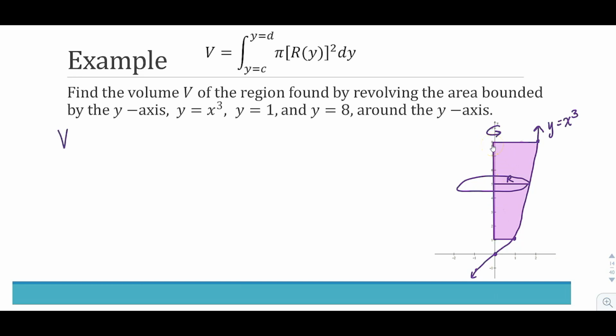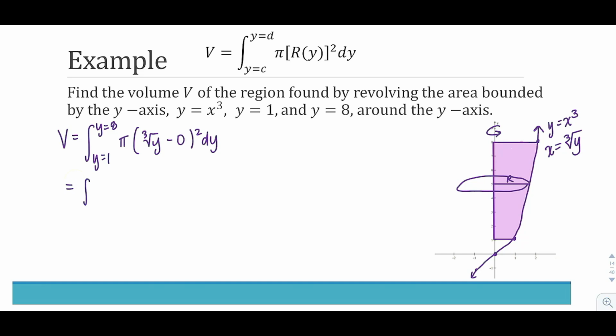So I'm going to set up the volume as the integral from y = 1 to y = 8 of π times my radius squared dy. Well, my radius is going to be obtained by doing right minus left. And we have to be in terms of the variable y, so I have to solve here for x. So x is equal to the cube root of y. So I'm going to have the cube root of y minus 0, quantity squared, dy. So this is the integral that's going to find my volume, and now all that's left is to evaluate it.